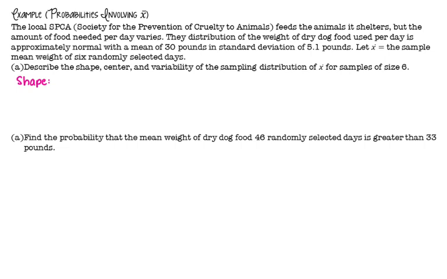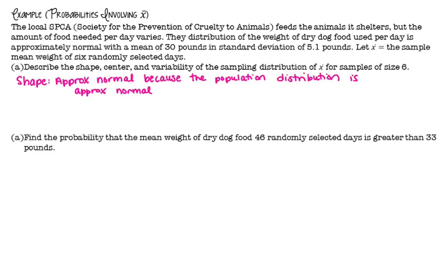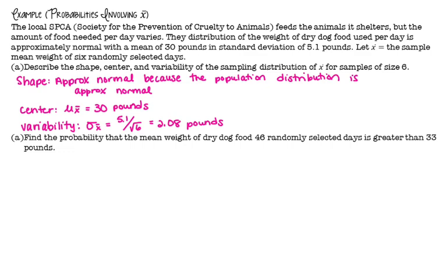Let x bar equal the sample mean weight of 6 randomly selected days. Describe the shape, center, and variability of the sampling distribution of x bar for sample sizes of 6. All right, so my shape is going to be approximately normal because they said the population distribution is approximately normal. The center would be equal to 30 pounds because they told us that was the center. The variability, I have to account for the sample size of 6, so I need to take my population standard deviation, 5.1, and divide by the square root of my sample size, 6. This gives me 2.08 pounds.